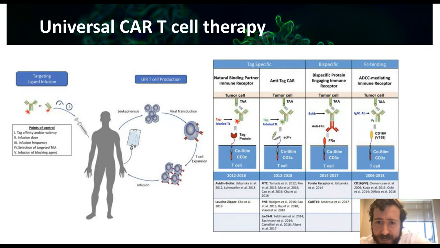So this first one is taking an antibody that has a natural binding partner on the immune receptor. And so in this case, the tag protein is recognizing a biotin molecule that's attached to the antibody adapter. And then that antibody recognizes the antigen on the tumor cell. Then there are also anti-tag CARs, which recognize other tag molecules placed on the adapter molecule, as well as bispecific engaging immune receptors, and then ADCC mediating immune receptors, which target the constant region on the antibody adapter molecule.